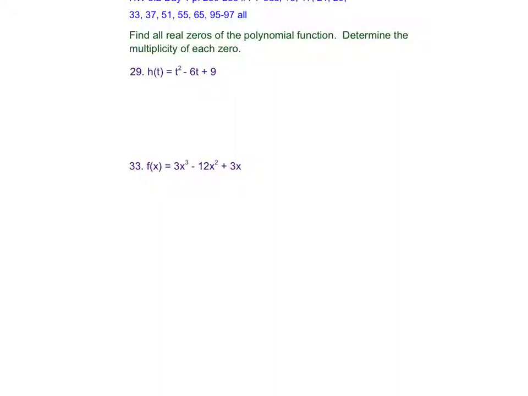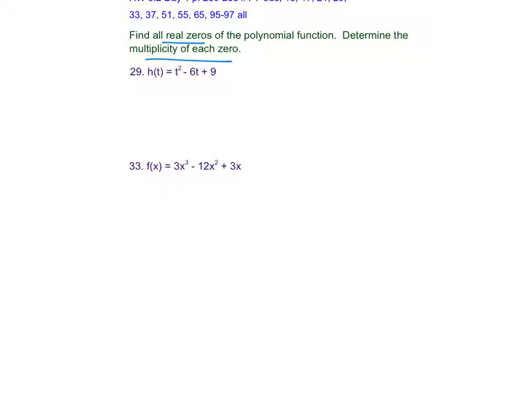This is the solution to problem 33 from homework 3.2 day 1. We're asked to find the real zeros of the polynomial function and then the multiplicity of each zero. The multiplicity is how many times that zero occurs in the function.